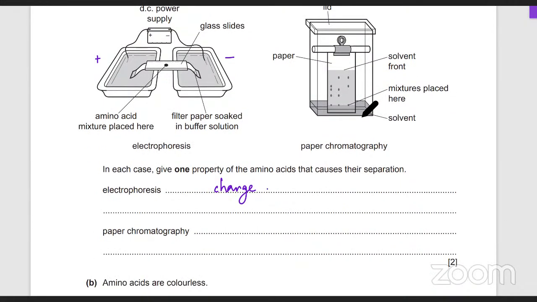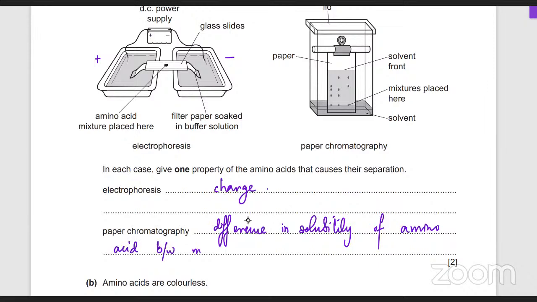और पेपर क्रोमेटोग्राफी में सेपरेशन क्यों होती है? वो it's the difference in solubility of amino acid between the mobile phase and stationary phase. तो अगर आपका amino acid जो है that's more soluble in the solvent, then it will move a lot of distance because it will travel along with the mobile solvent.